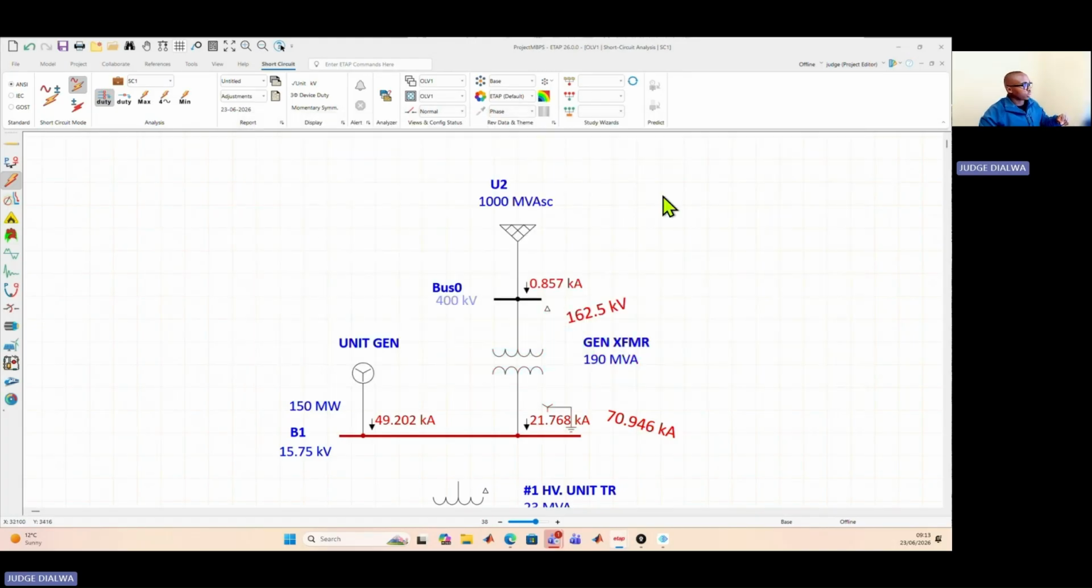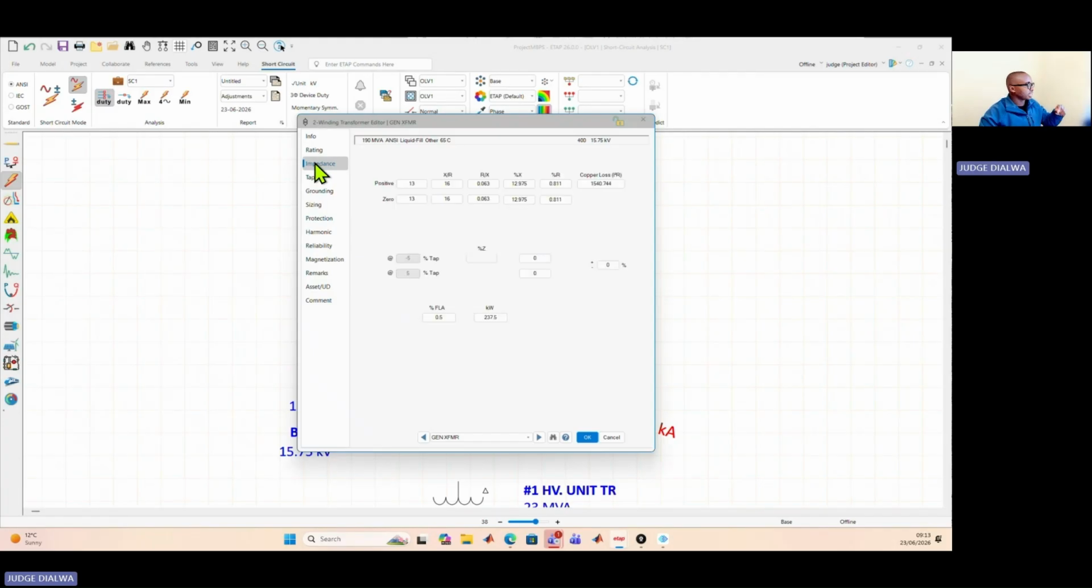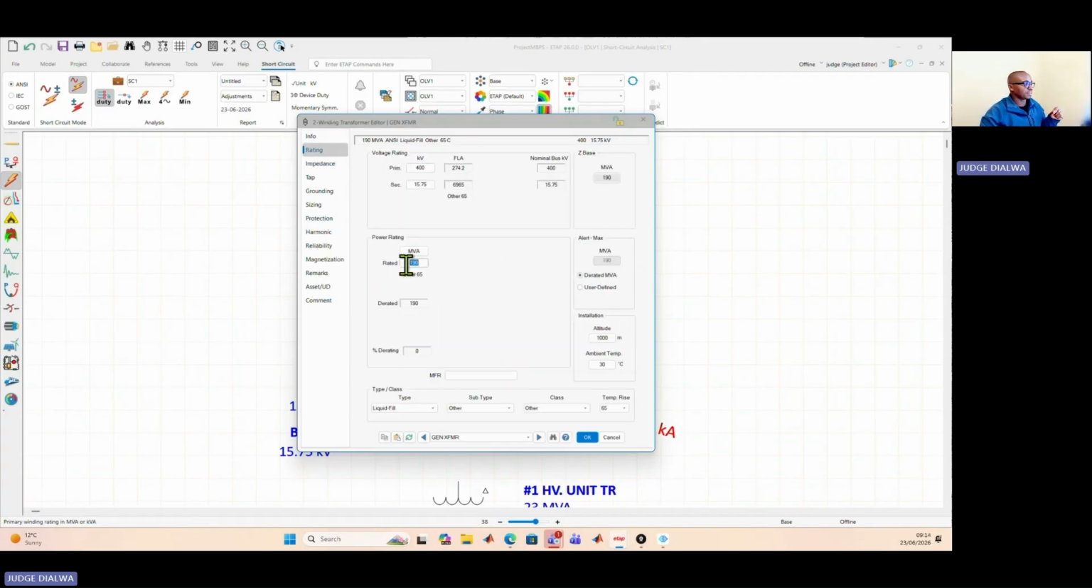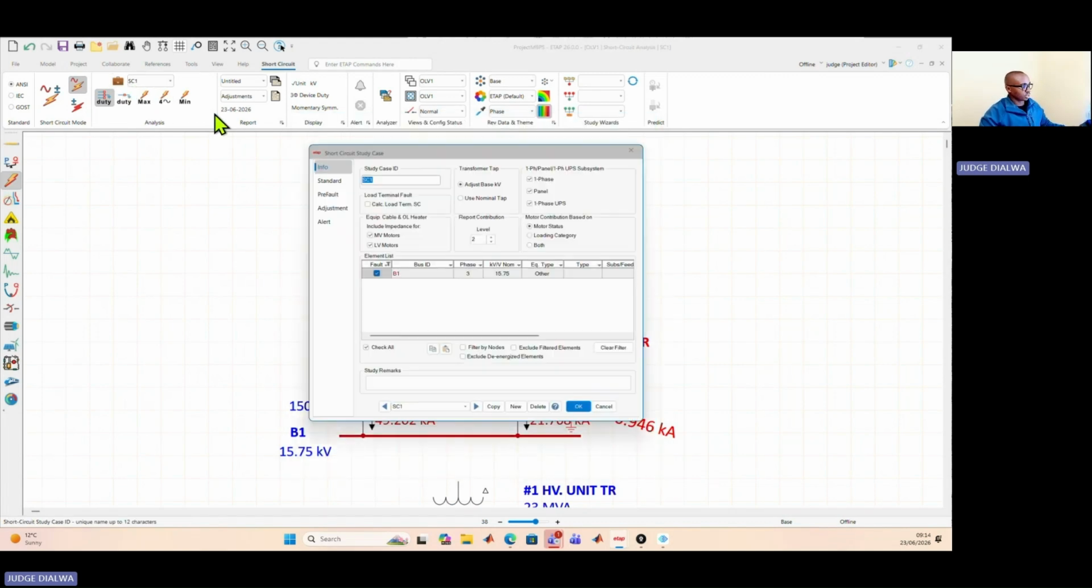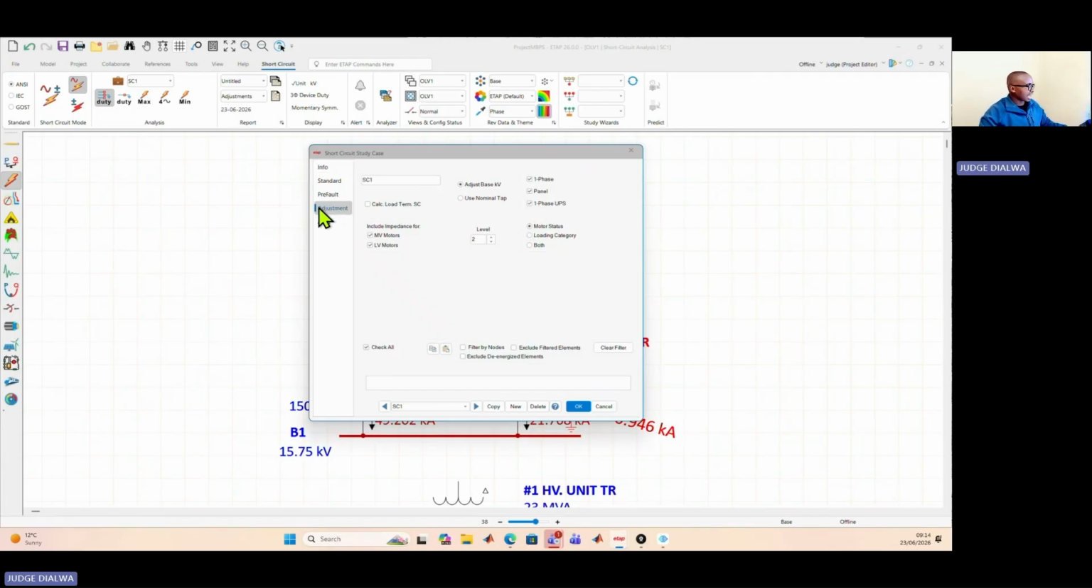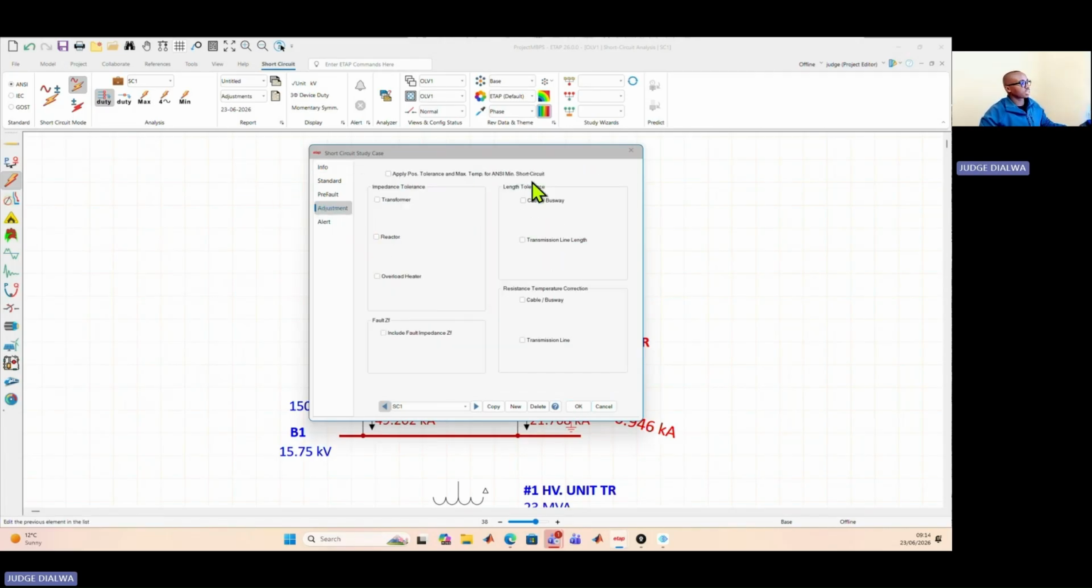So the values that we saw here are at the equipment base. So these are at the base 190 MVA by virtue of this machine being a 190 MVA transformer. So that's something to note. Also, because I wanted to make a direct comparison between my hand calculations and the results, I had to remove all default adjustments in my short circuit study, things like impedance tolerance.